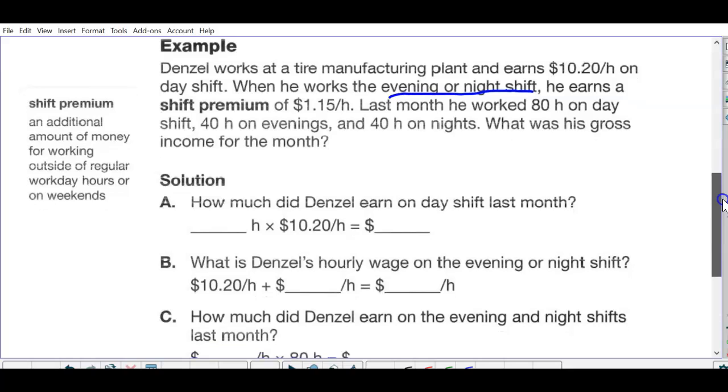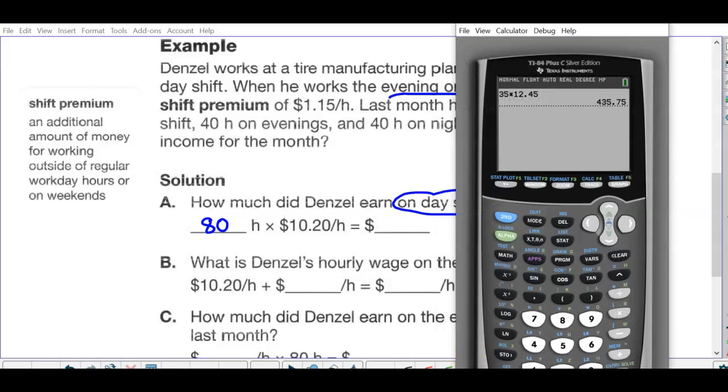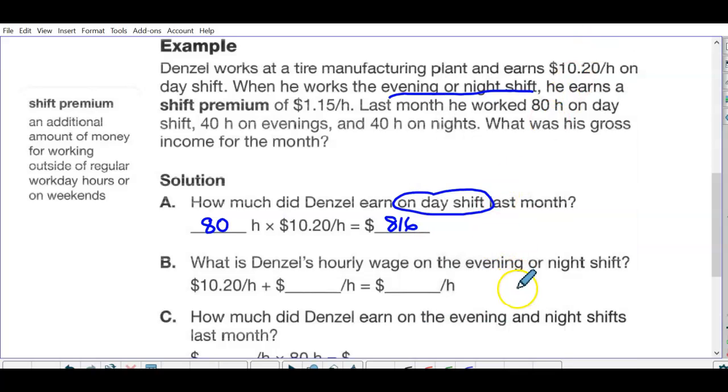So usually we split it up into parts. So here, on the day shift, there were 80 hours on the day shift, okay? So for days, he earned 80 times his hourly rate, which is $816. And then for evening or night shift, he gets that shift premium. So $1.15 is added on to his hourly rate.